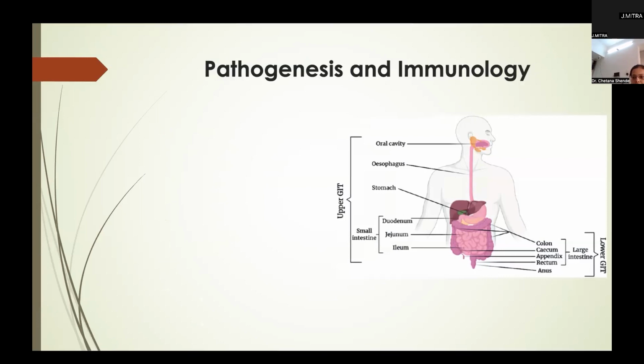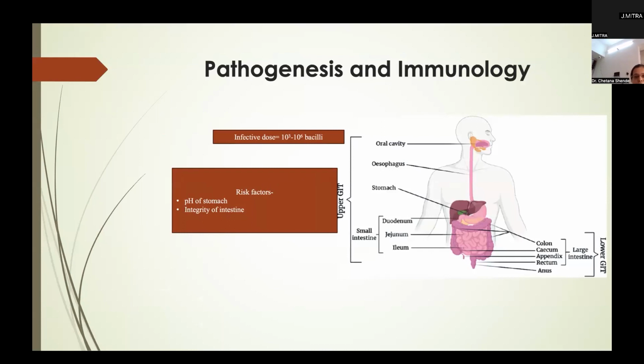So, how does typhoid fever develop? To initiate infection, 10 raised to 3 to 10 raised to 6 bacilli, this infective dose of the bacilli, is needed. Risk factors such as a decrease in the pH of the stomach, prior Helicobacter pylori infection, and loss of integrity in the intestine due to surgical procedures or certain diseases will lead to the development of typhoid.